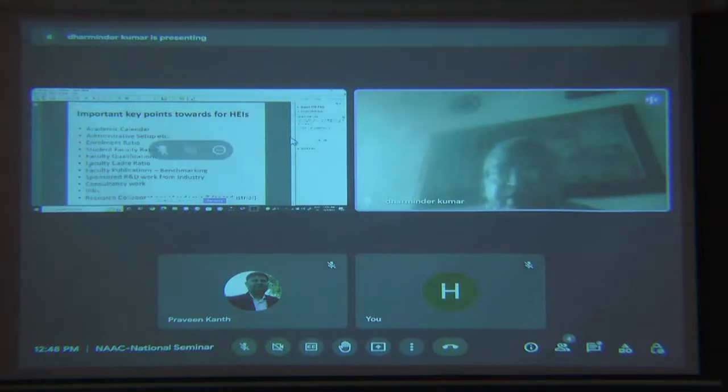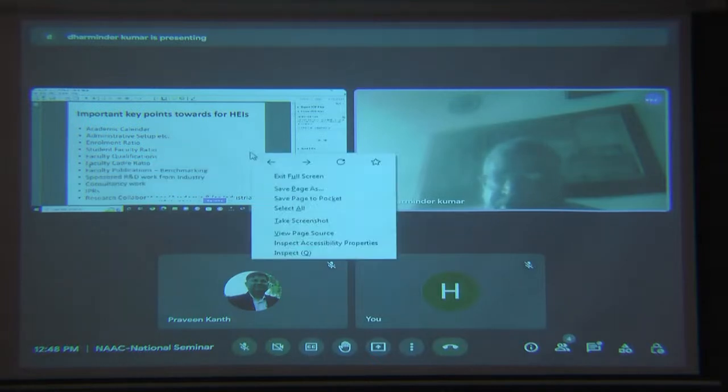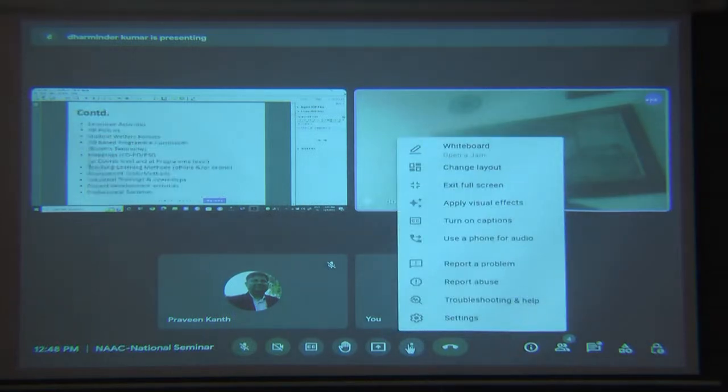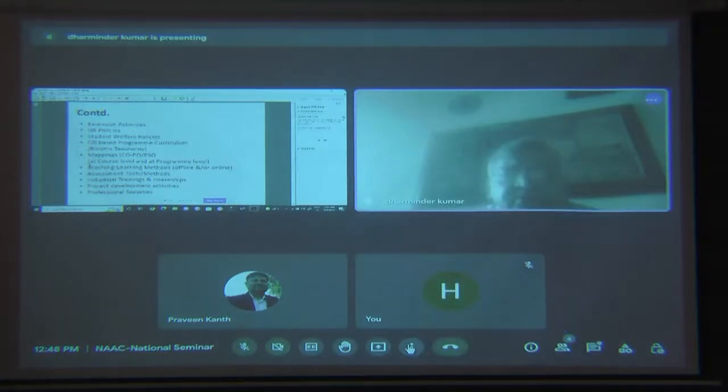Then the sponsored R&D, particularly from industry only. Similarly, consultancy work, again from industry. The IPR published by students and faculty combined together. Must have research collaborations with industry as well as with institutions of importance. Now, the second slide is visible. Yes, sir.